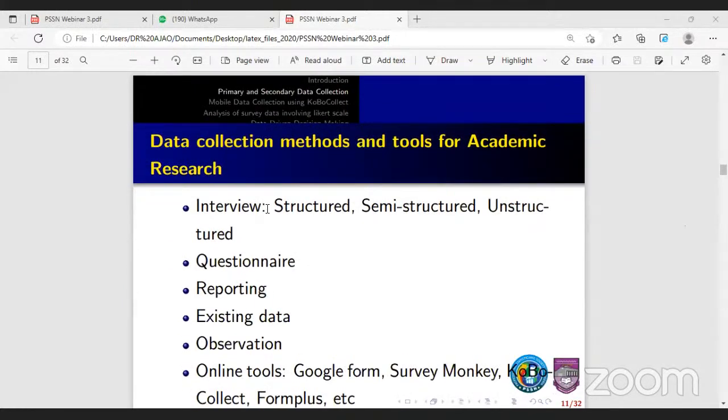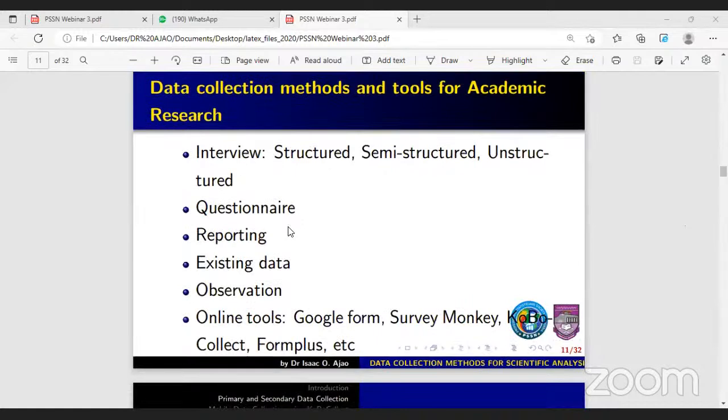So, data collection methods and tools for academic research now. We have the interview method. Under that, we have structured, semi-structured, and unstructured. We can have it structured, where we have already outlined, predetermined, the kind of questions I'm going to be asking. That is structured. Semi-structured is a mix of the two. Unstructured is when it is totally open-ended, like our reporters; many of them, though some are structured, when they want to interview you on a particular topic.